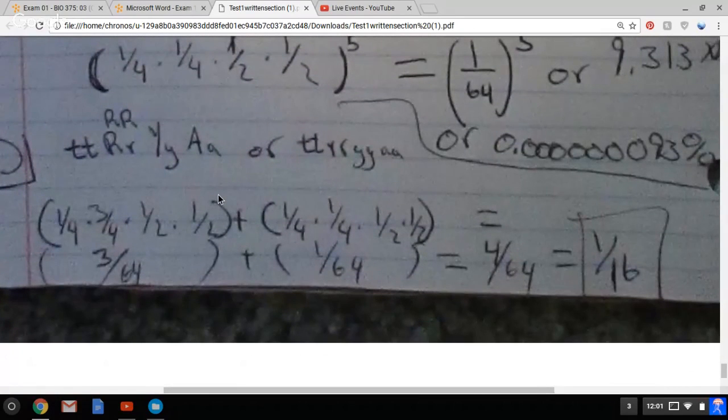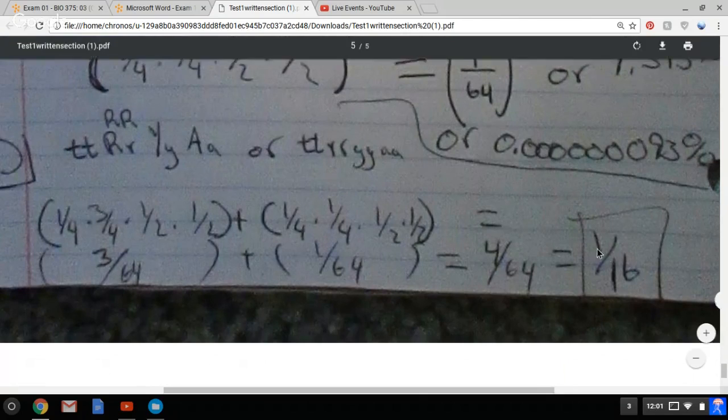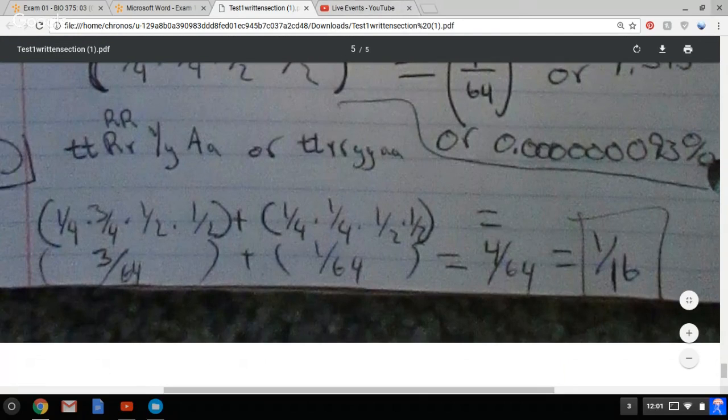For part D, it was an or question, so they want to know the probability of this happening or this happening. So you got to add them together after you find the individual probabilities. And I did find the individual probabilities and add them together, and this is what I got.